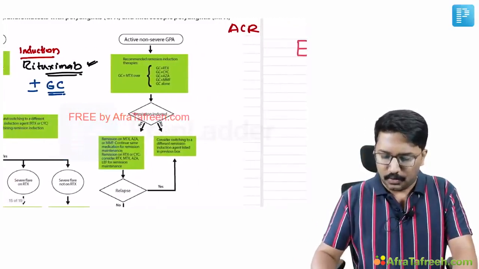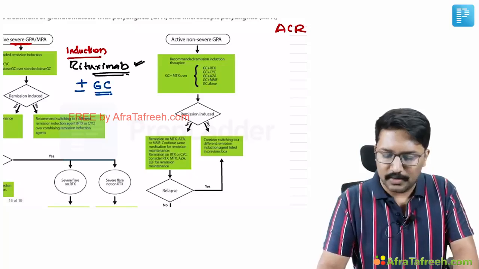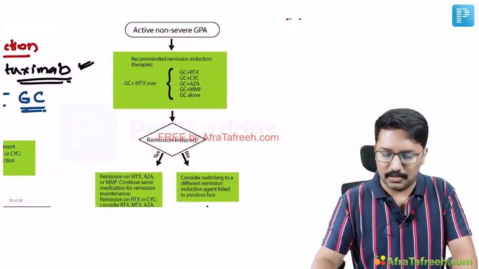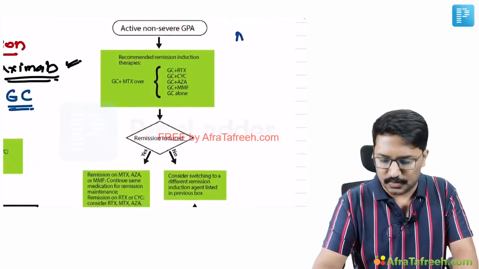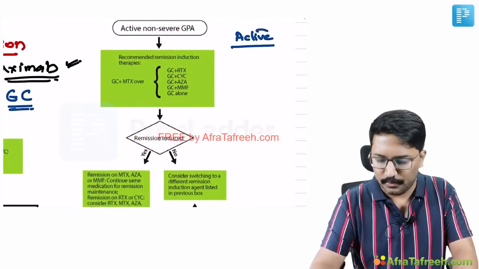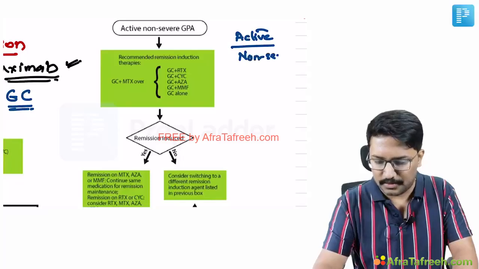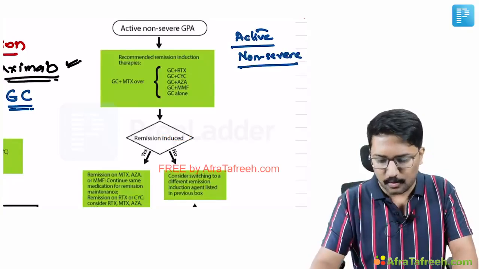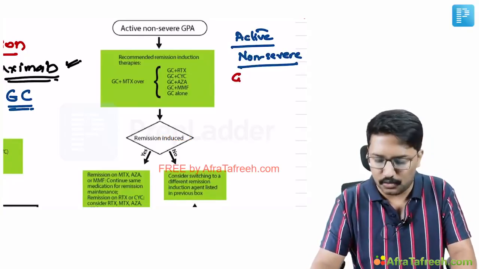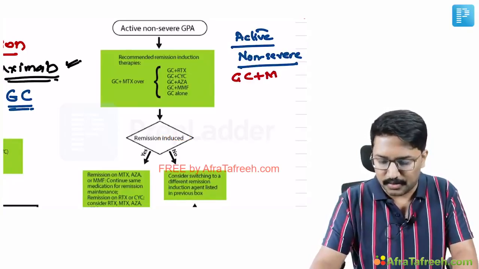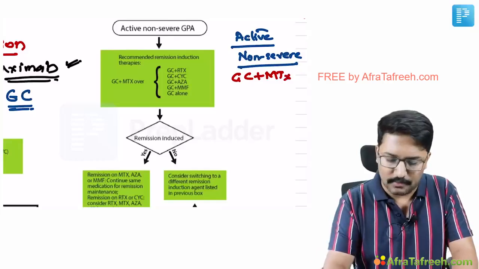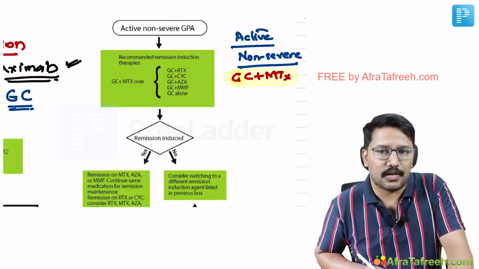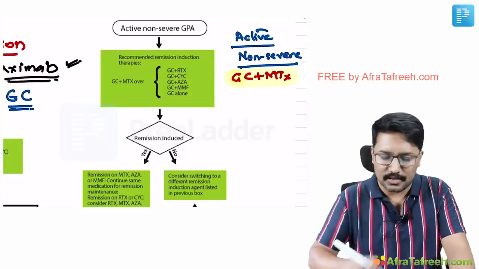Now, if you are talking about a patient who has GPA which is active but not very severe, what is our induction regimen of choice? It is active but non-severe. In that case, our induction agent of choice is a combination: glucocorticoids plus methotrexate. This is preferred over every other combination that can be used. Glucocorticoids plus methotrexate. What alternative combinations can be used?